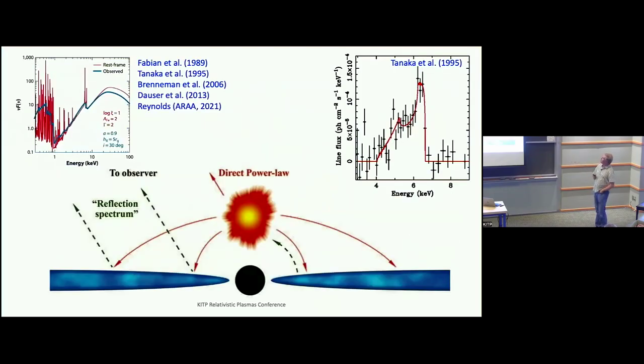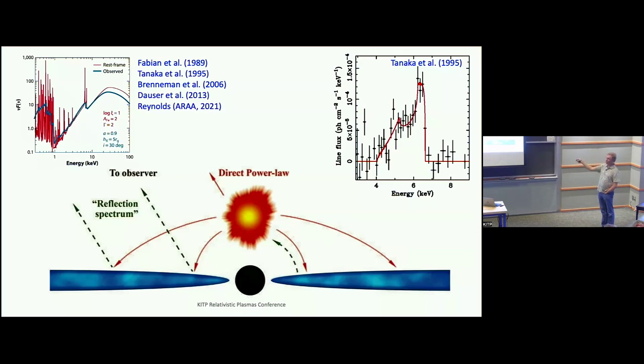What about the size of the corona? It's hard to measure, but one way to do it is through timing of the variations of the corona versus the variations in reprocessed emission.